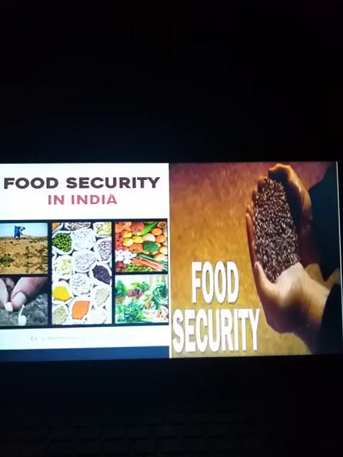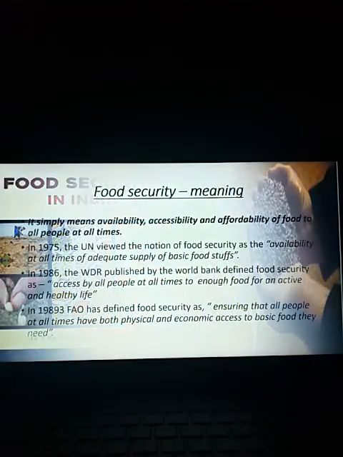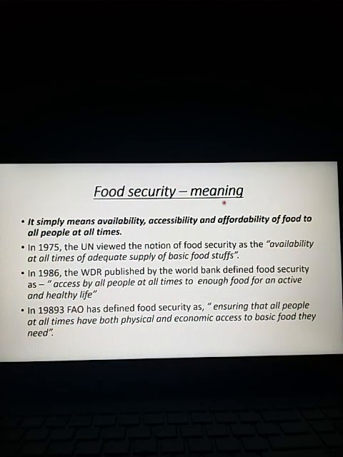First of all, it is very important for us to know the meaning of the term food security and the definitions of food security. In fact, food security can be simply defined as availability, accessibility, and affordability of food to all people and at all times. So here, these three terms have to be kept in mind: availability, accessibility, and affordability of food to all people at all times.